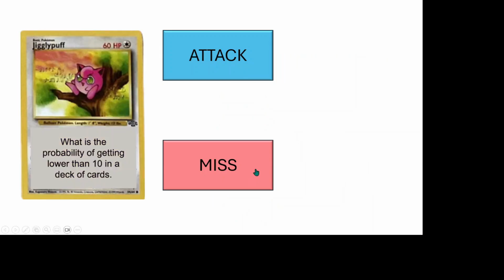Next, what's the probability of getting lower than 10 in a deck of cards? So the numbers lower than 10, if we count A's as 1, are 9. So 1 to 9. And there are 4 categories, so 4 nines is 36. So 36 over 52. Both are divisible by 4. So it will become 9 over 13 if we divide both the numerator and the denominator by 4.